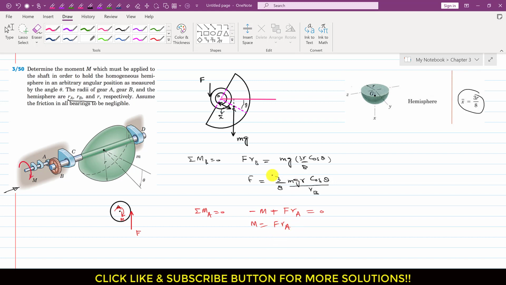And we know that F is equal to this thing. So we can write that this is 3 divided by 8 mgr cos of theta divided by RB into RA. We can simplify this equation as RA divided by RB, into 3 mgr cos of theta divided by 8. So this m is a function of the position of that homogeneous sphere. This is a function of theta if R, RA and RB are constants. So this is the solution of this particular problem.